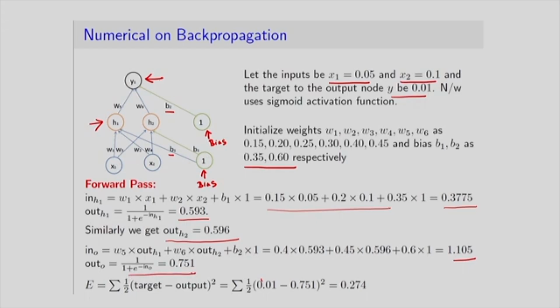Now we can determine the error. Error is nothing but the target value minus the actual output value. If I put all these values, the error will be 0.274. That error I have to reduce now. So I have to minimize the error. So that is corresponding to the forward pass.